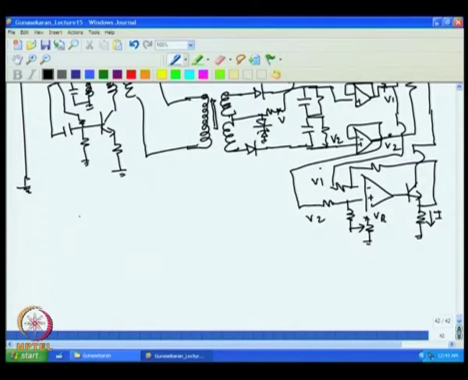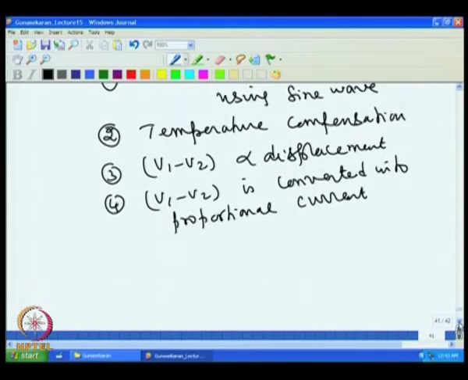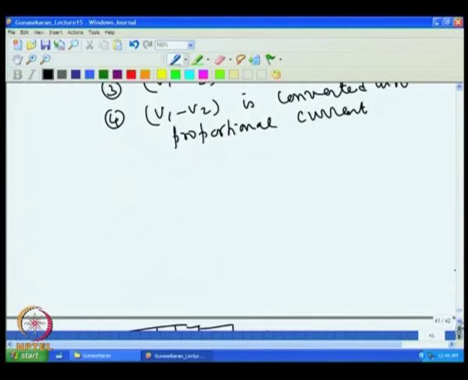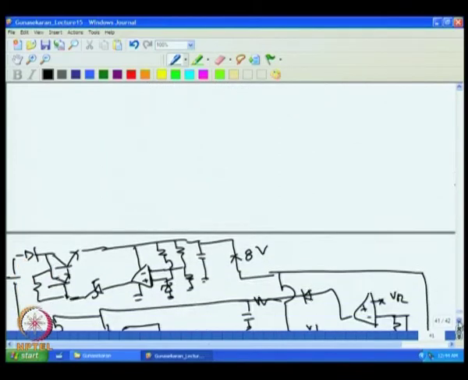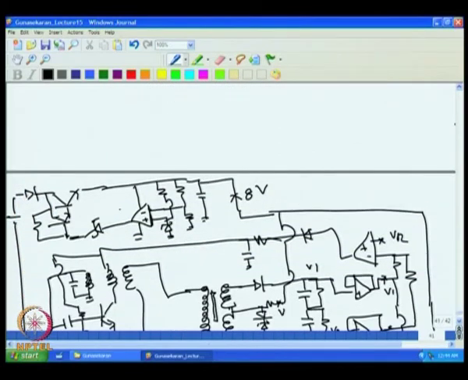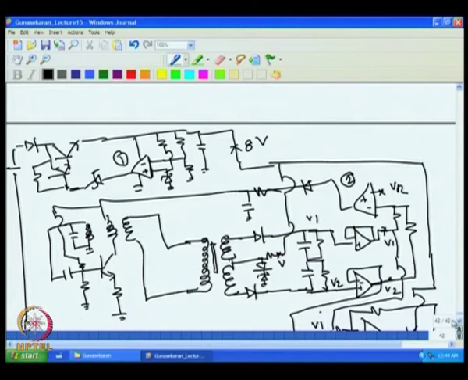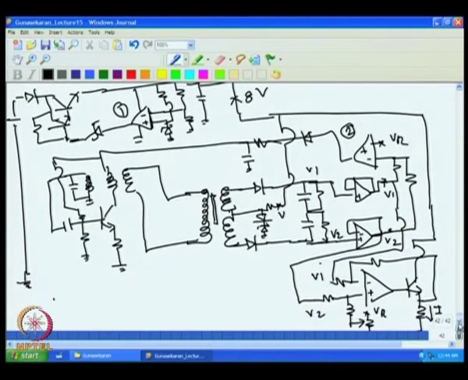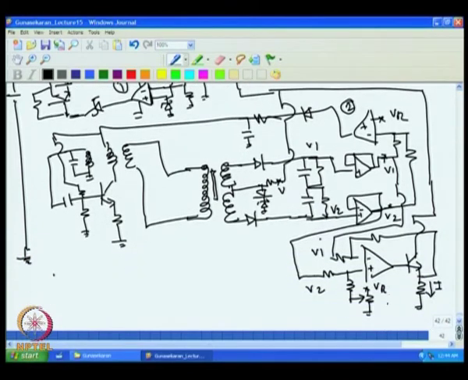So, what is done is when input is regulated using this op amp, that is op amp 1. Op amp 1 is used to regulate the input voltage and gives the regulated voltage. Op amp 2 makes V1 plus V2 constant, and then this operation amplifier 3 converts the V1 minus V2 difference into current.